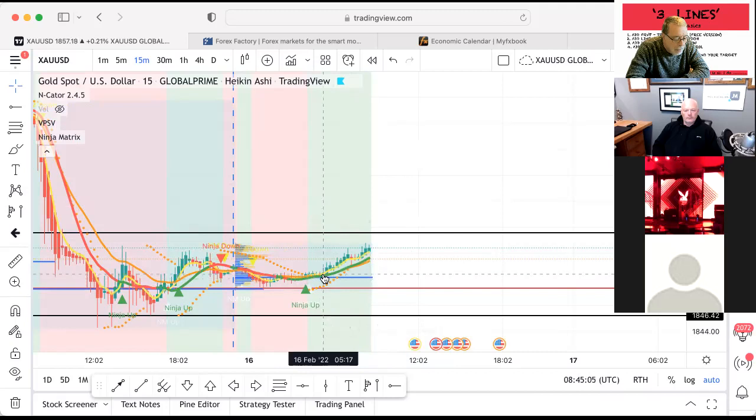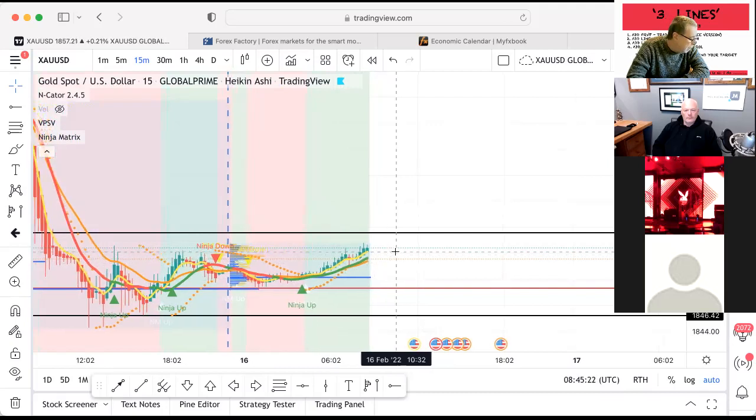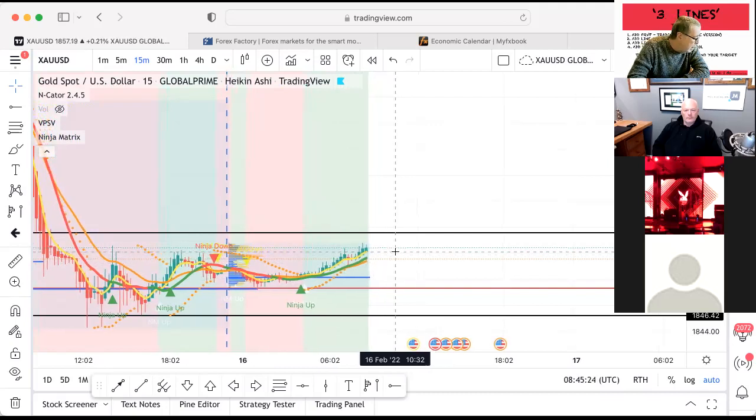And as you can see, the yellow 5 MA is moving away. There's a decent gap between the 5 MA and the 13 MA. And we've also got a gap between the 13 and the 20. So that's looking good. I'm going to stay in this trade. I'm 32 pips up at the minute.